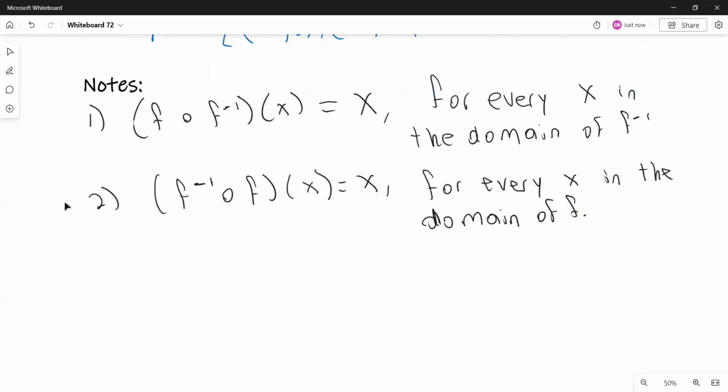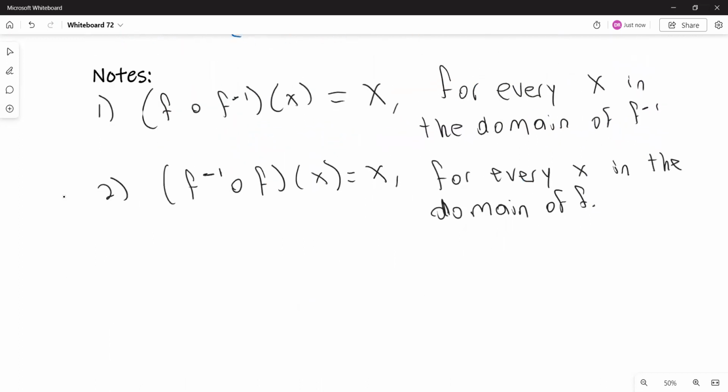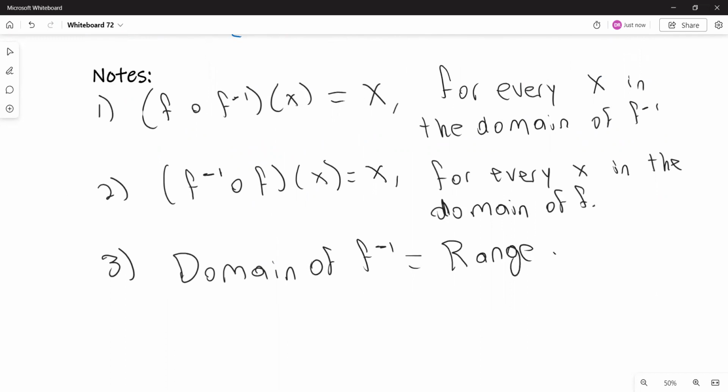And the inverse is obtained by interchanging the values of the domain and range. So the domain of the inverse, the domain of f inverse, is the range of f by definition. And the range of f inverse is the domain of f.